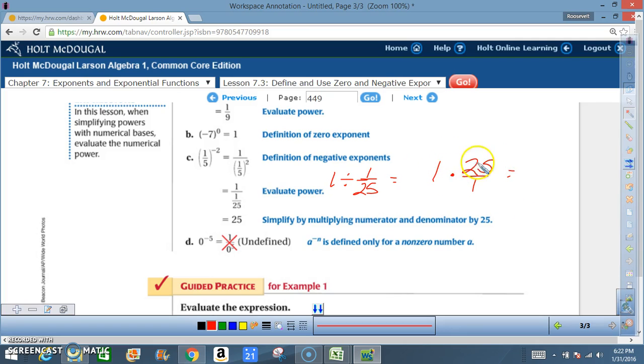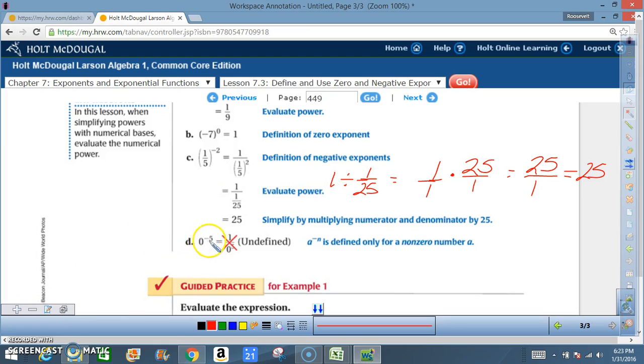All right, so what's 1 times 25? 25. What number is up under this 1 here? 1. What's 1 times 1? 1. What's 25 divided by 1? 25.